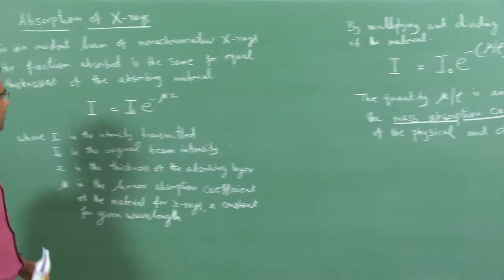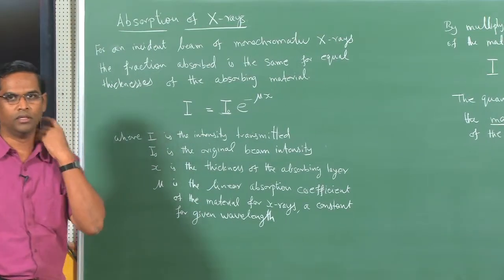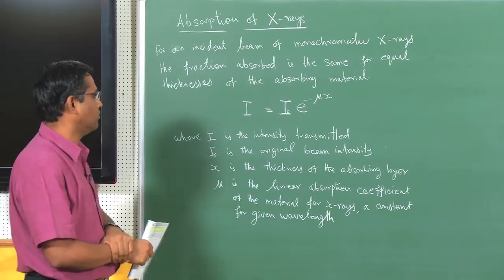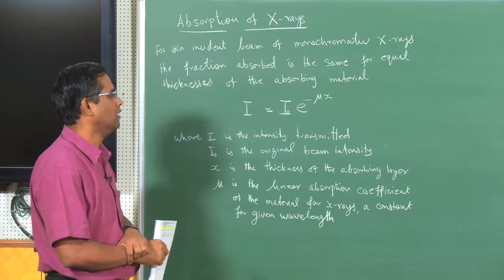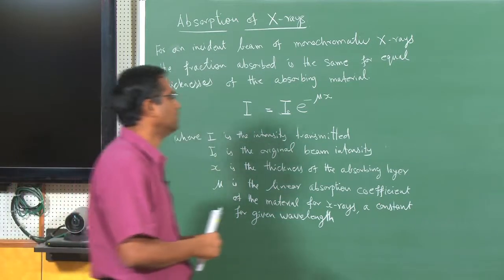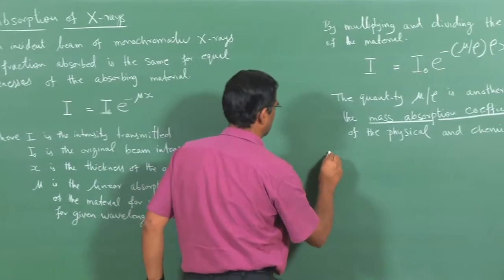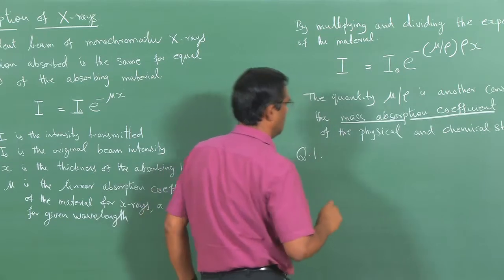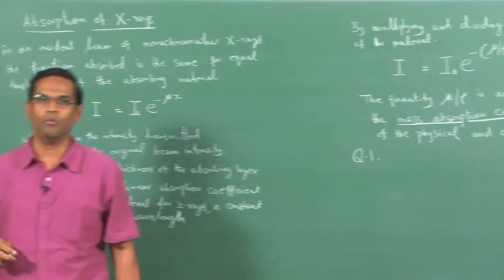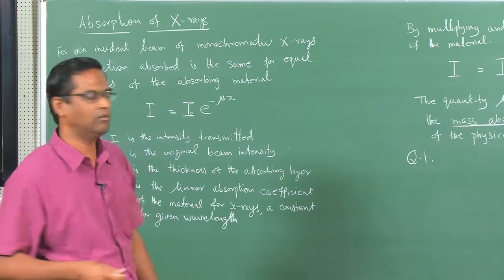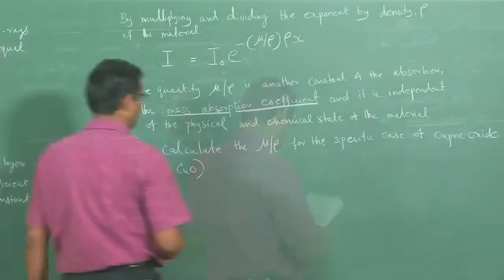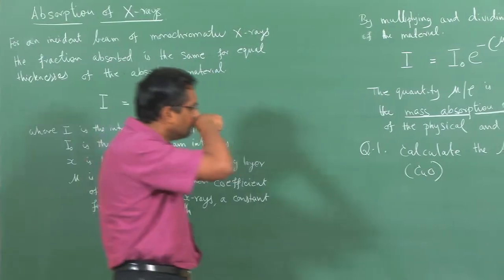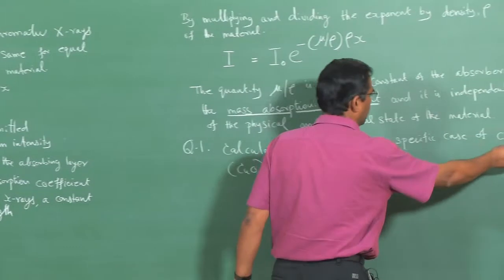Now, we will try to use this equation and try to solve some problems in this chapter. The first one, what I will do is try to calculate the mass absorption coefficient of some compound, so that you will have some idea how it is done. So, the question here is: calculate the mu by rho for the specific case of cupric oxide.